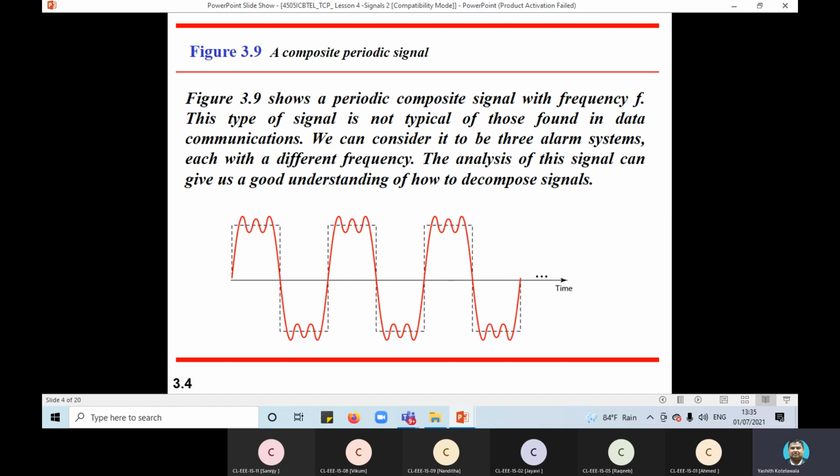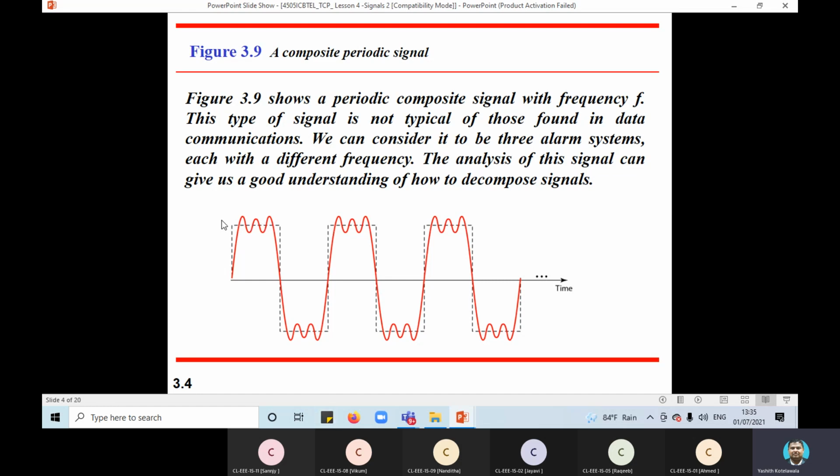Then how can we call this composite? Composite periodic signal. Yes, this is periodic, but not simple. It is composite. Composite means complex. You see, if it is a simple sine wave, how does it look? It just keeps on gradually increasing, goes to the peak and comes down, gradually decreases, then goes in the negative direction, increasing and decreasing, increasing and decreasing. That happens in a continuous manner.